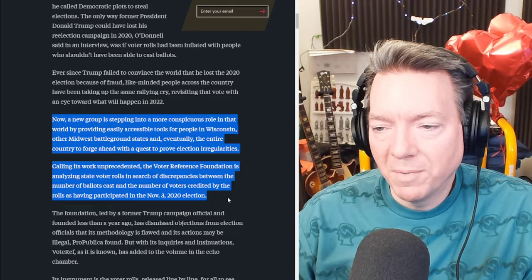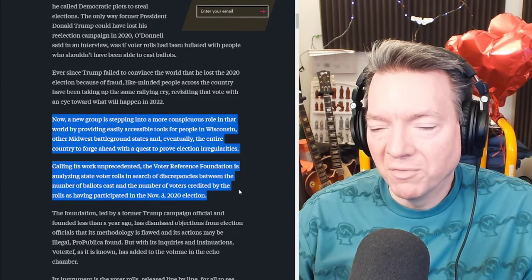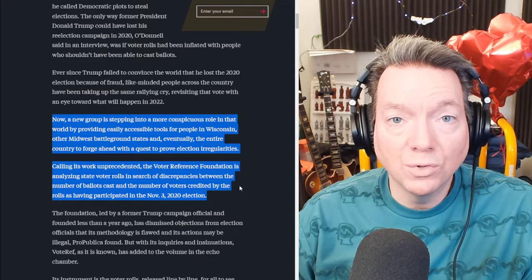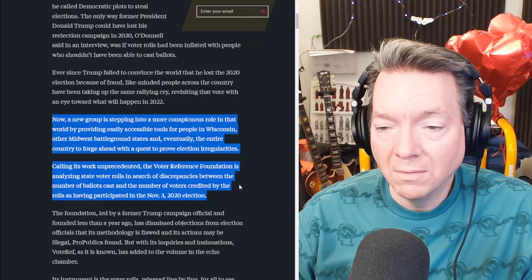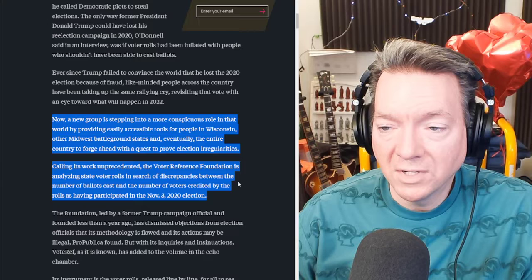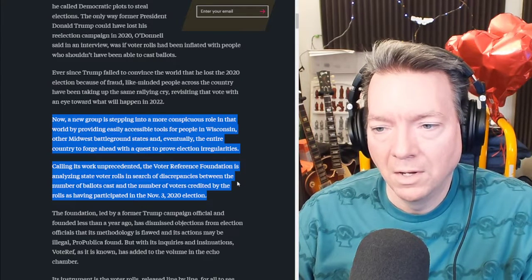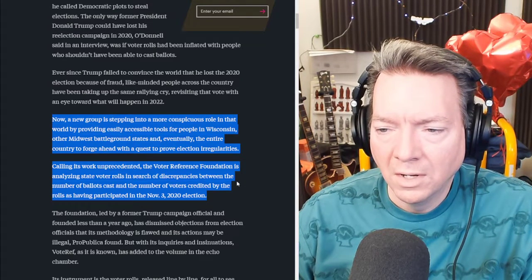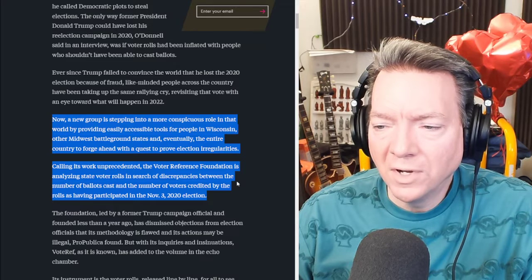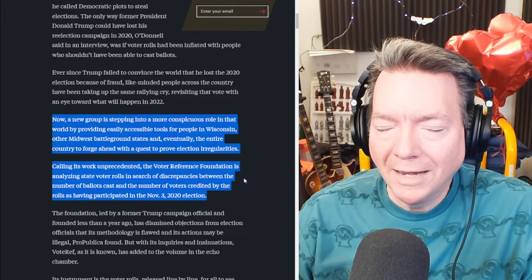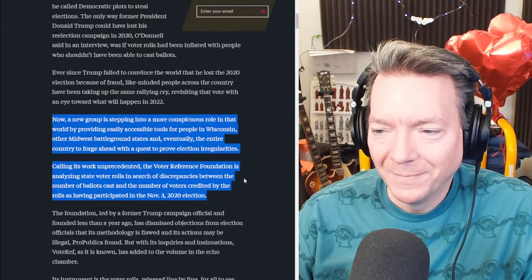Now a new group is stepping up into a more conspicuous role by providing easily accessible tools for people in Wisconsin, other Midwest battleground states, and eventually the entire country to forge ahead with a quest to prove election irregularities.